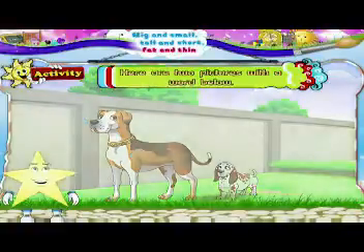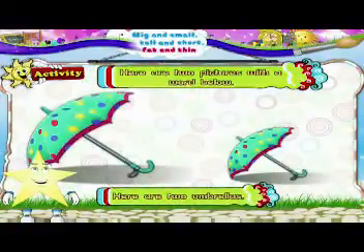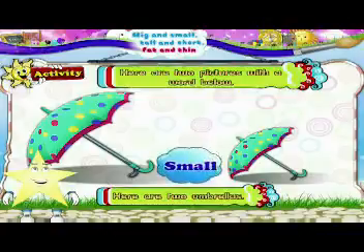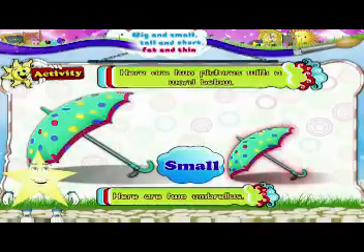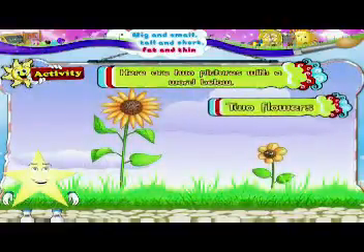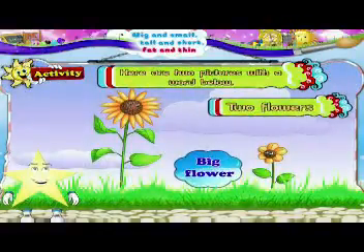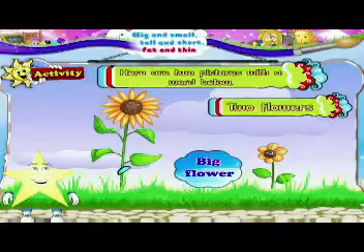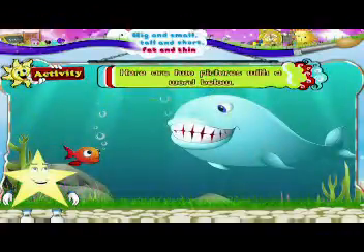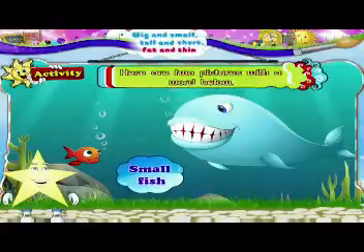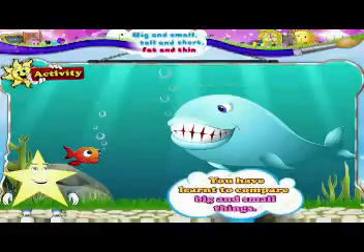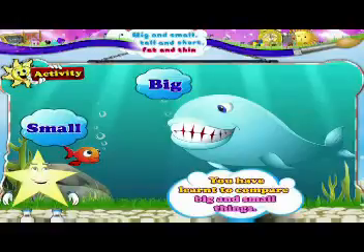Correct. Here are two umbrellas. Small. We have to click on the small umbrella. Right again. Now, two flowers. Big flower. Correct. Next, fish. Small fish. Excellent. You have learned to compare big and small things.